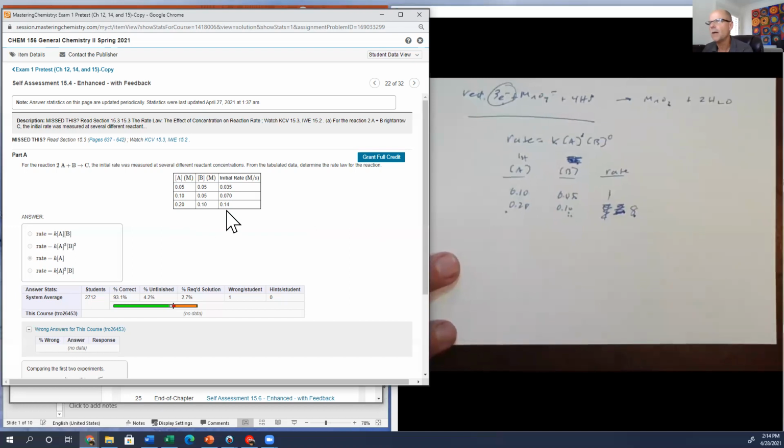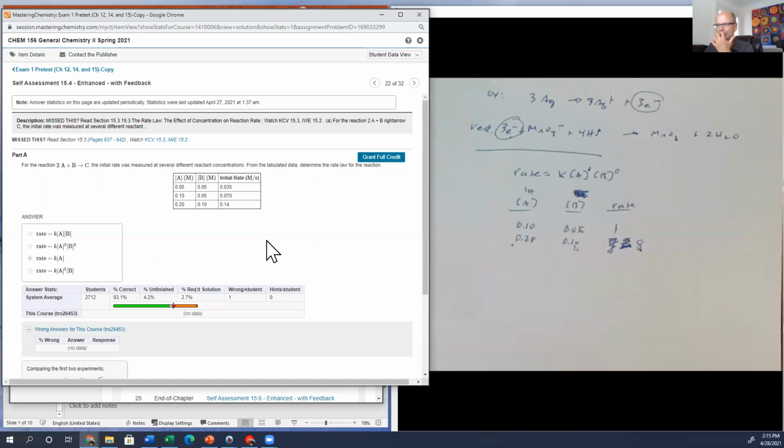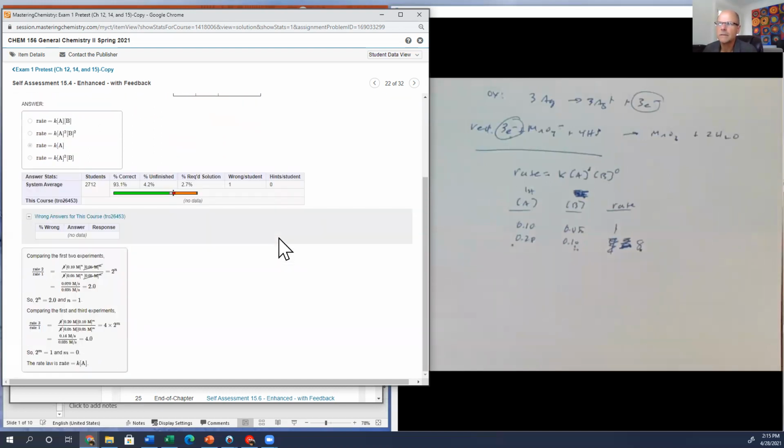But in this problem, the one that you were given, you already figured out from the first experiment there was first order in A. And then from the second set of experiments, you can figure out that it's zero order in B. Does that make sense?